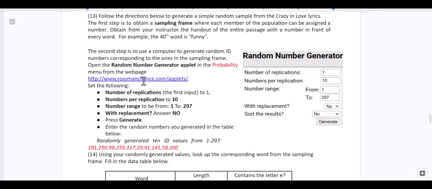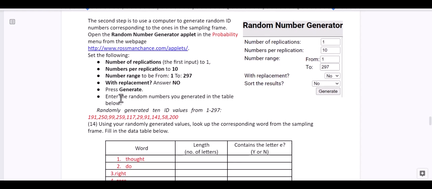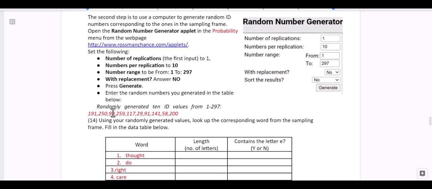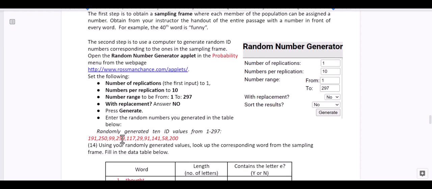And so we're going to open up this applet and then try to make it look like this. So we want just one selection, 10 words, 1 to 297, because that's how many words are in the lyrics, without replacement, right? Once a word is chosen, we don't want to choose it again. We don't want to put it back in the mix to be chosen. And then press generate. And so these were the ones that I got.